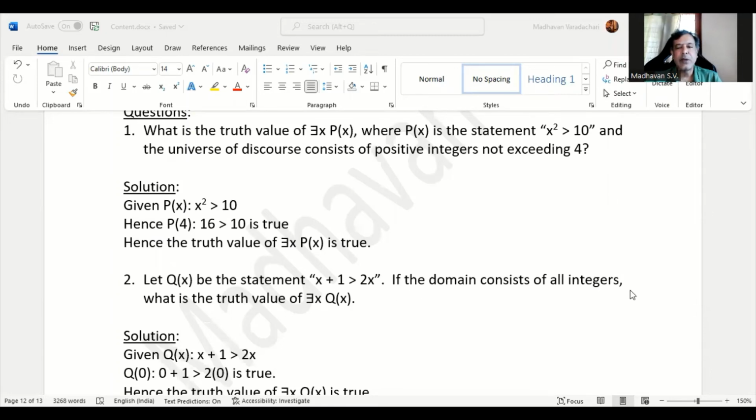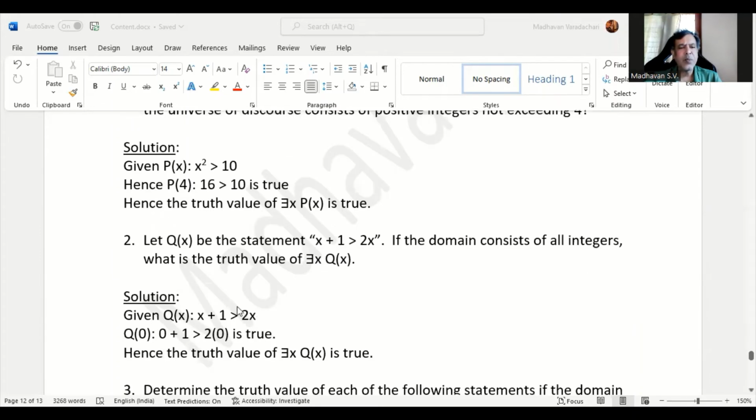Second question. Let Q of x be the statement x plus 1 greater than 2x. If the domain consists of all integers, what is the truth value of there exists x Q of x? Let us put x as 0. Then Q of 0 will be 0 plus 1 greater than 2 into 0, which is true. So we got at least one number within the domain of all integers that satisfies it. Hence the truth value of there exists x Q of x is true.